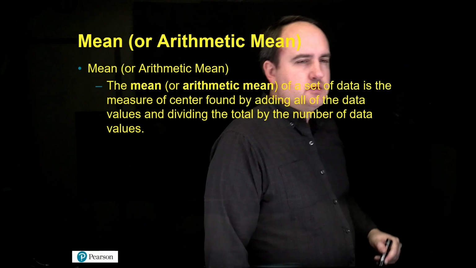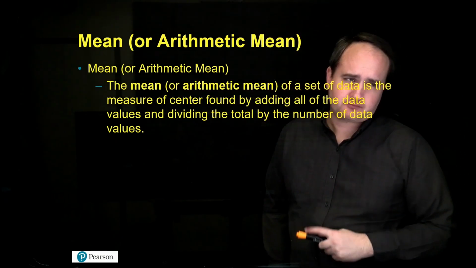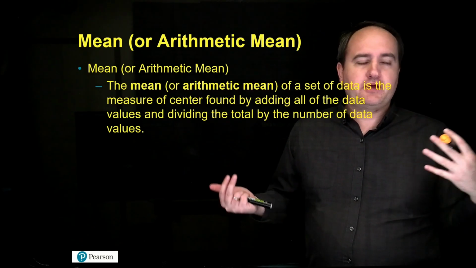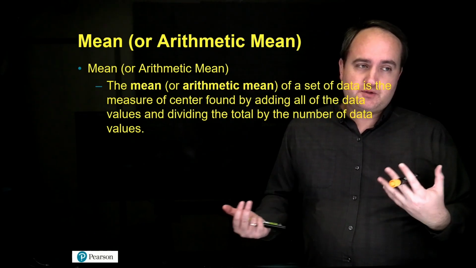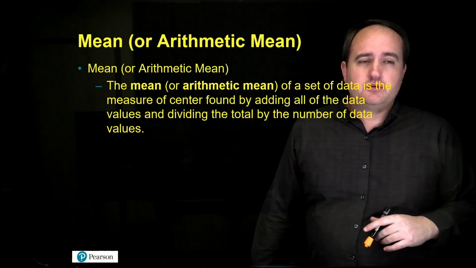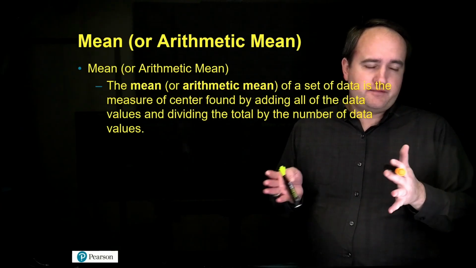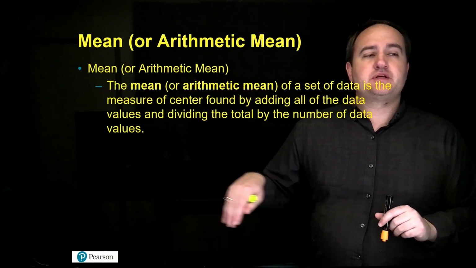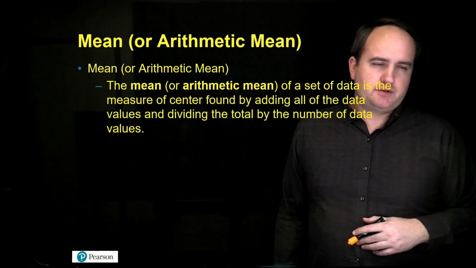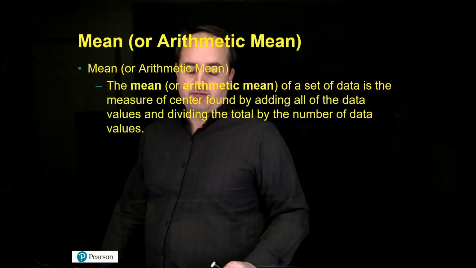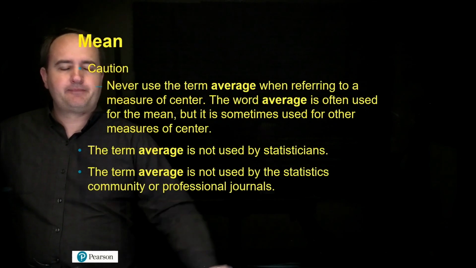Okay, so that's just the same as the average that most people have seen, at least in school and probably in the real world. So the way you find the average of a set of numbers is you add up all the numbers and then you divide by the number of numbers. But in statistics, we're not supposed to call it an average, as you'll see on this next slide.